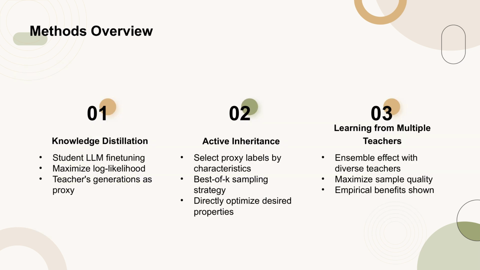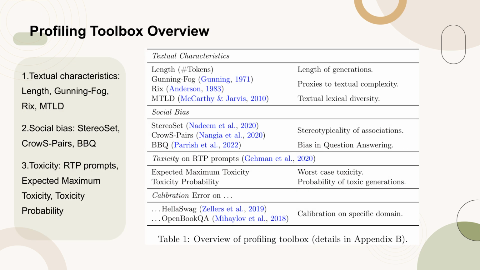In the methods section, the authors describe the process of knowledge distillation, where a student language model, LLM, is fine-tuned to maximize the log likelihood of a teacher's generated sequences. This process uses the teacher's generations as a proxy for a gold sequence, forming a synthetic dataset for optimization. The authors also introduce the concept of active inheritance, where proxy labels are selected based on their presence of desired characteristics, using a best-of-n sampling strategy to directly guide the amplification of these properties. Additionally, the authors explore learning from multiple teachers, leveraging an ensemble effect with diverse teacher models to maximize the chance of obtaining high-quality samples.